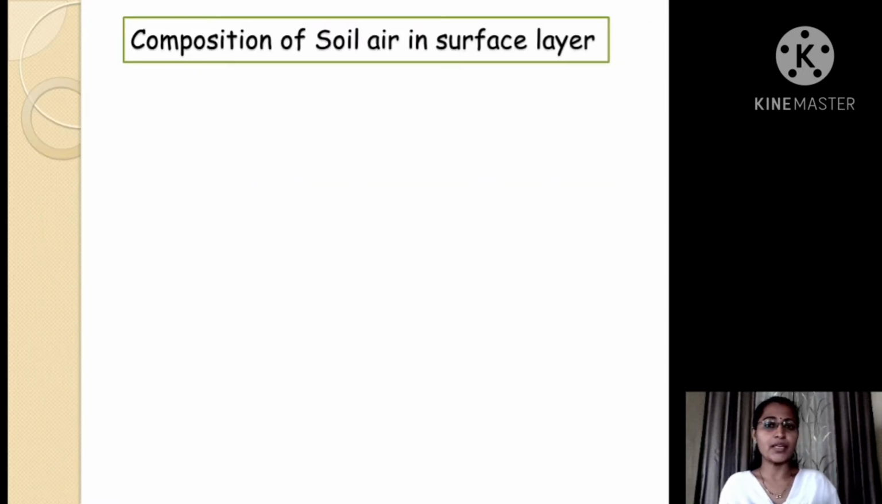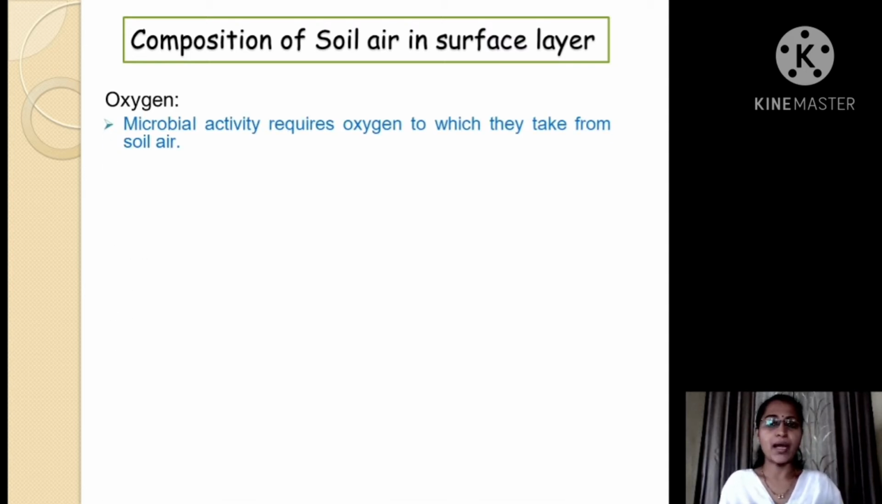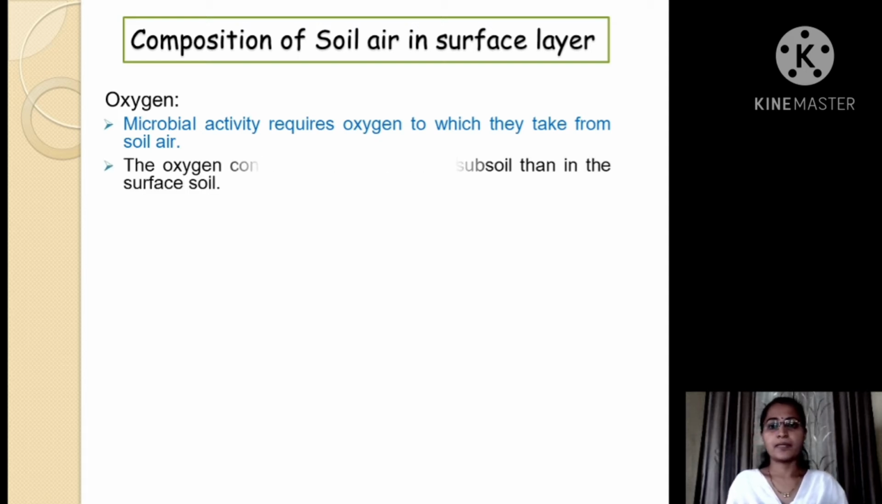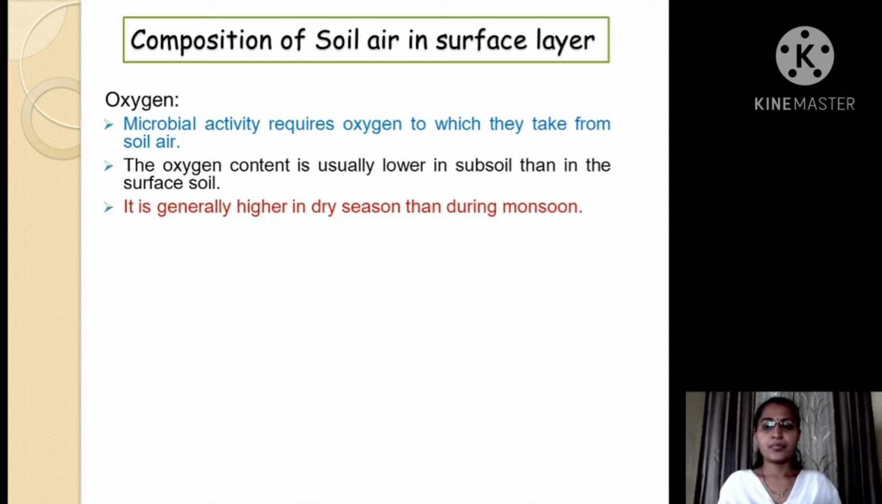Now we go for the next point, composition of soil air in the surface layer. First composition is oxygen. Microbial activity requires oxygen, which they take from soil air. The oxygen content is usually lower in subsoil than in the surface soil. As we discussed earlier, in the dry season the soil contains a high amount of oxygen and a small amount of water, and vice versa during monsoon.